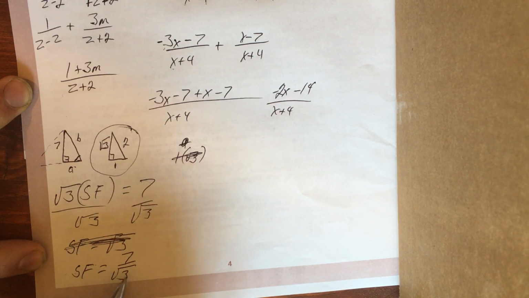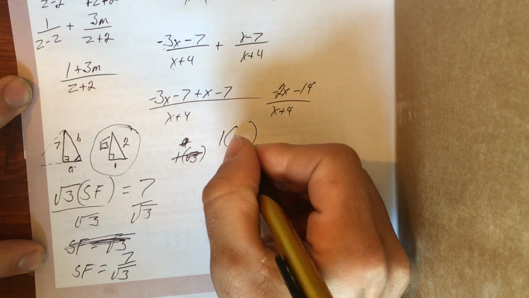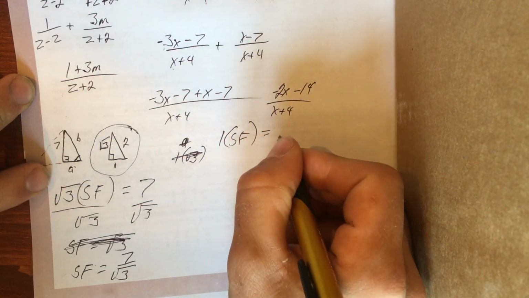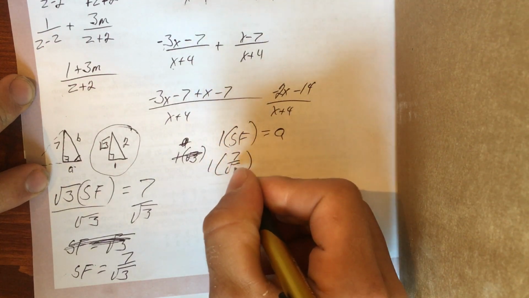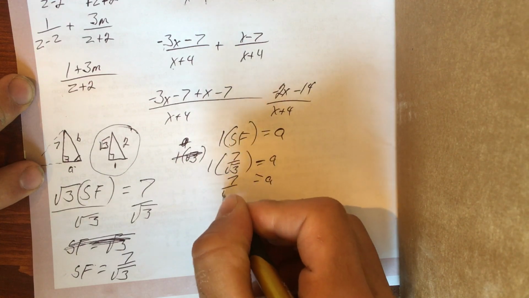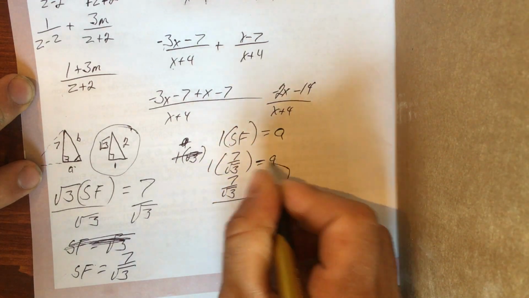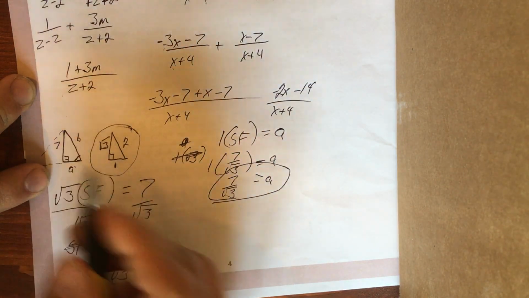Now we can plug this scale factor in and make this 1 times our scale factor equals A. So 1 times 7 over the square root of 3 equals A. A equals 7 over the square root of 3. So that's our A answer. And then for B, we'll work it the same way. 2 times scale factor equals B.